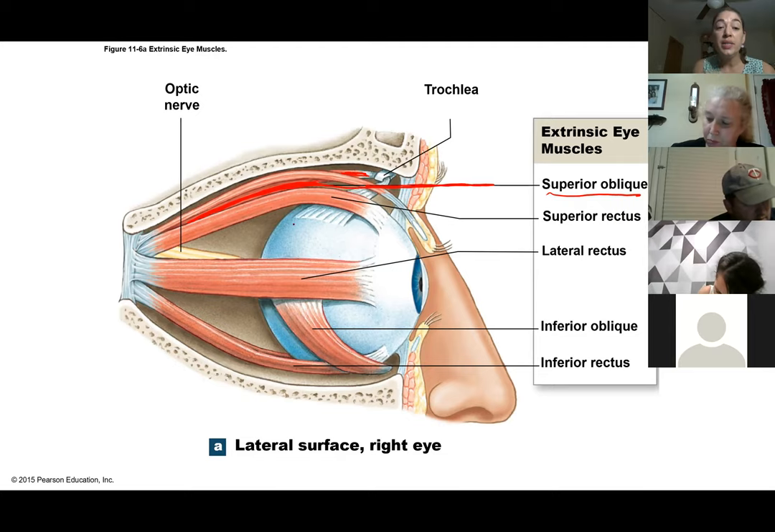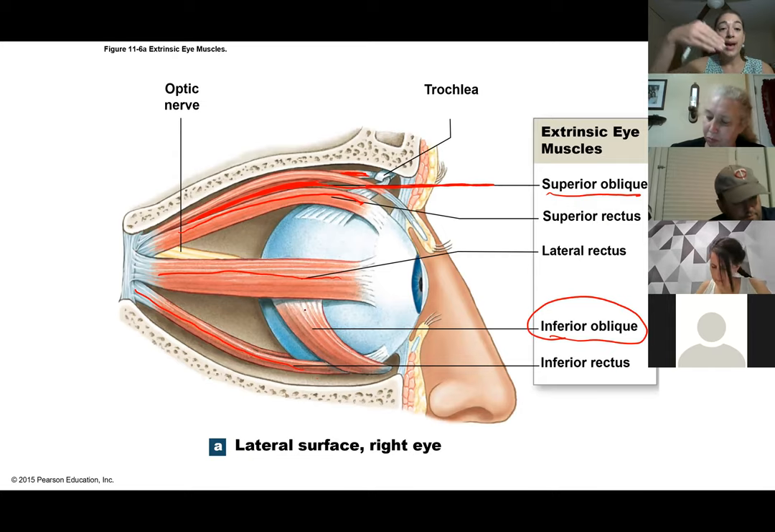Superior rectus. Rectus means straight. So this is superior, it's above, and it's straight. So it's named for its location and its shape. Your lateral rectus is right along the side, so it's lateral to the eye and it is straight. And then you also have an inferior rectus, which is down below, attaches to the inferior portion of your eye and is also straight and runs back to the back of the eye socket. Then you have the inferior oblique muscle here. Oblique means at an angle. So it's inferior, so it's below and at an angle. And then the superior oblique, we already pointed that out.